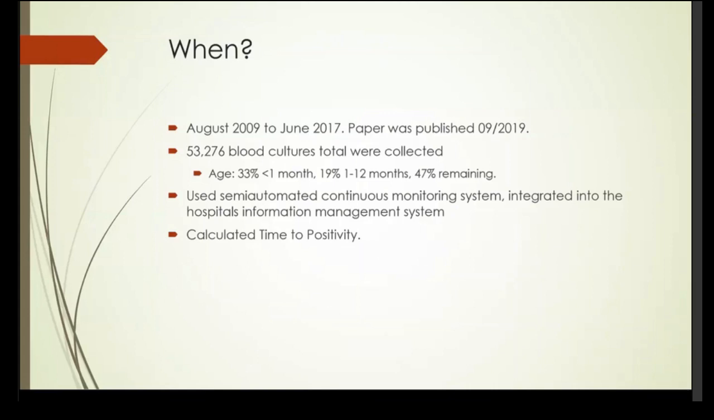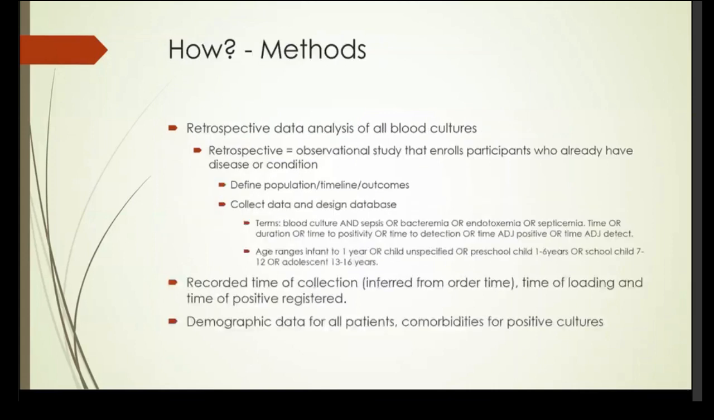Okay, so that's the when. How did they do this analysis? So they did a retrospective analysis, which, for the medical students, is an observational study that enrolls participants who already have the disease or condition. And so they defined their population, timeline, and outcome in their data search and their database comparison. And they used the terms blood culture, sepsis, bacteremia, septicemia, time duration, time to positivity, time to detection.